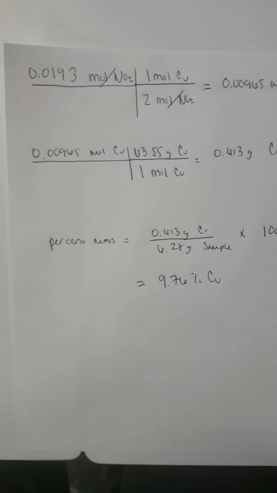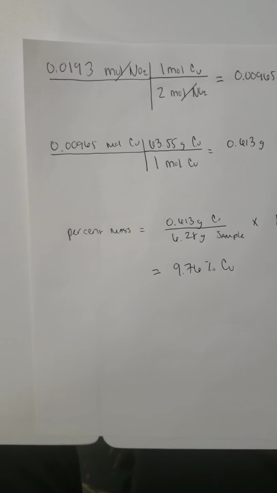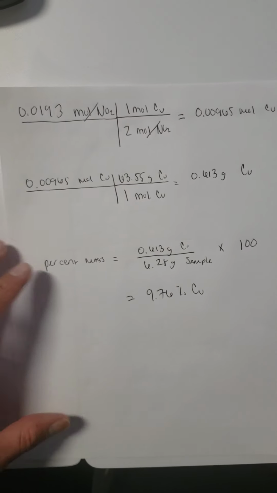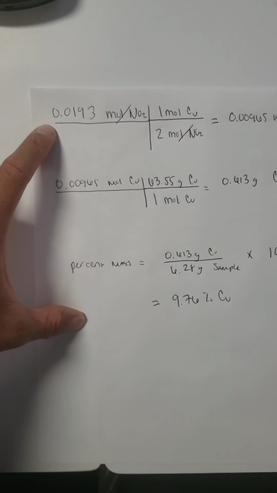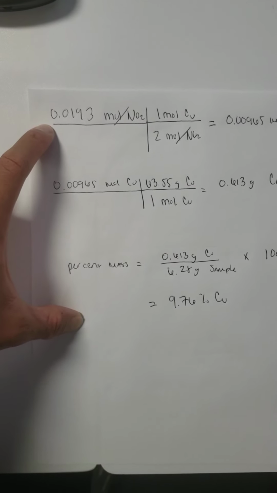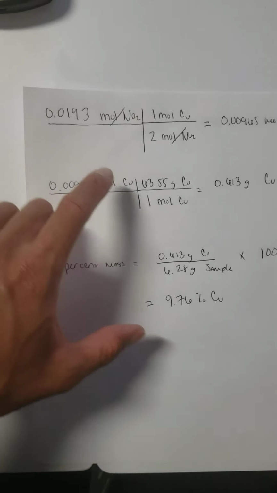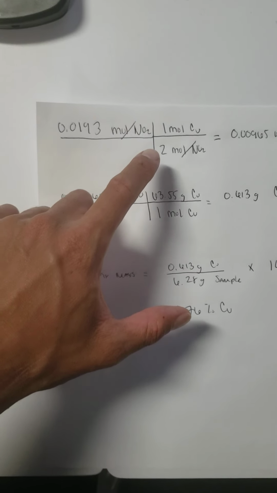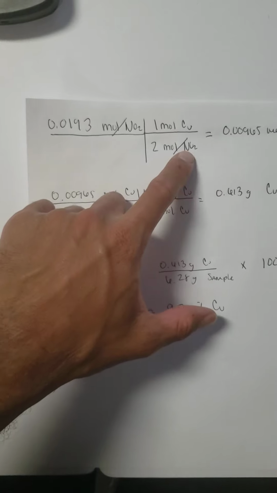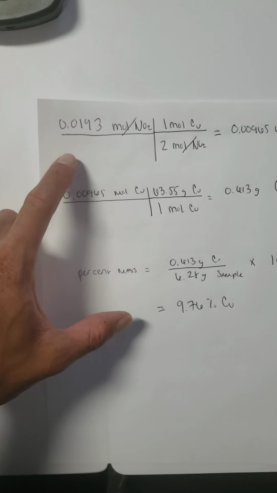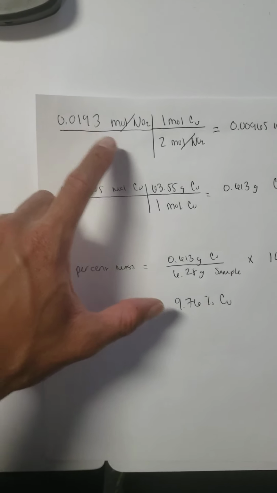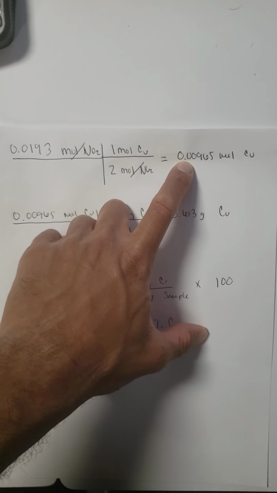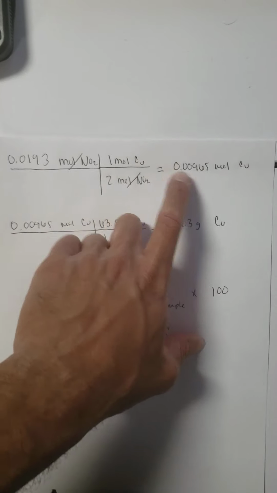So after we have our moles of NO2, we're going to calculate the moles of copper using our moles of NO2, 0.0193, and we're going to do a conversion into copper. So we know, like I just said, that for every 1 mole of copper, there are 2 moles of NO2. So 0.0193 divided by 2 gives us our moles of copper, which is 0.00965 moles of copper.